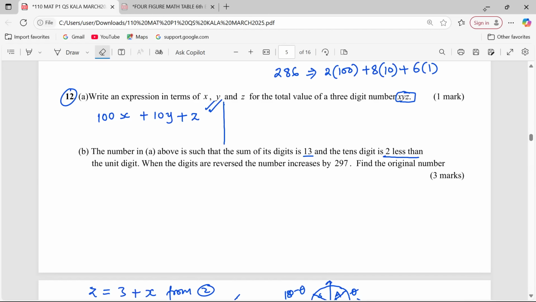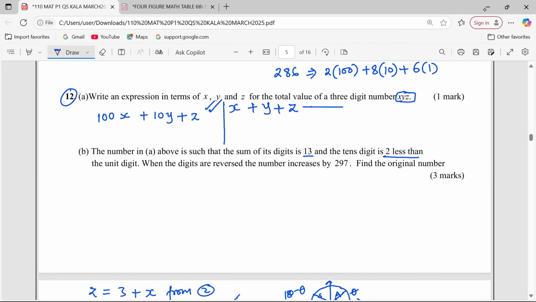Then we are told that the number in A above is such that the sum of its digits is 13. Sum of the digits means literally, if you take the first digit as x and you add the second digit as y, then you add z, you are getting 13. That is the interpretation. What else are we told?